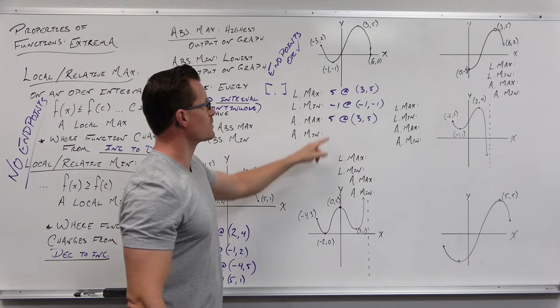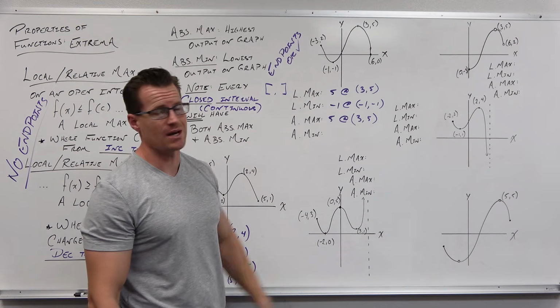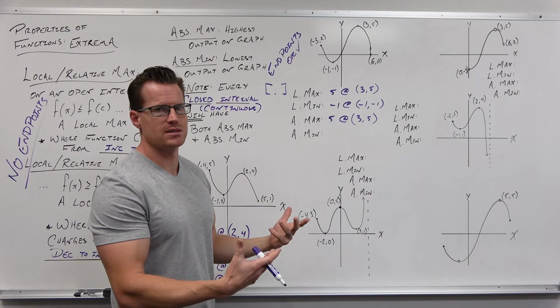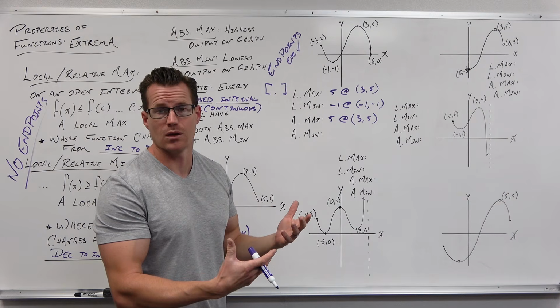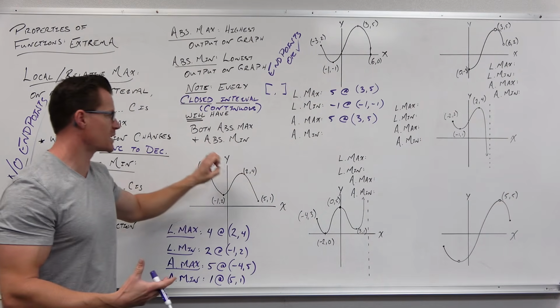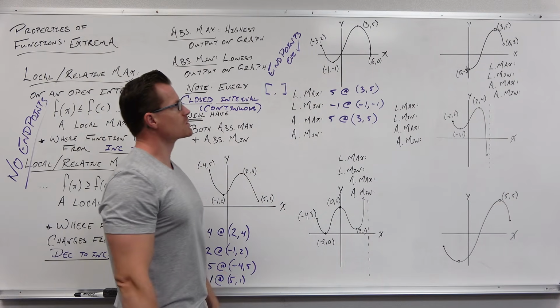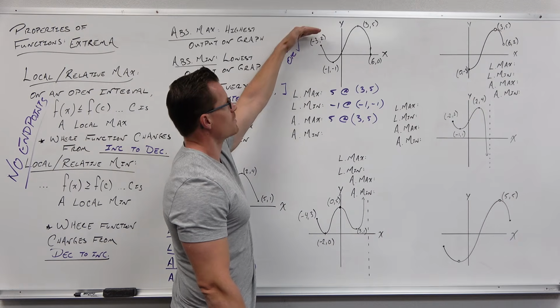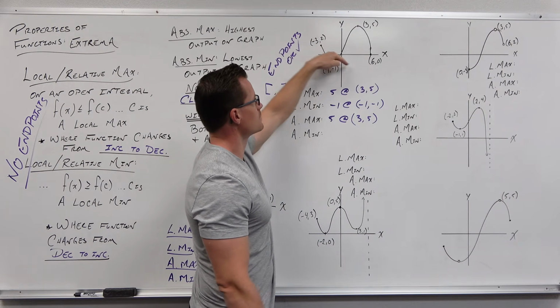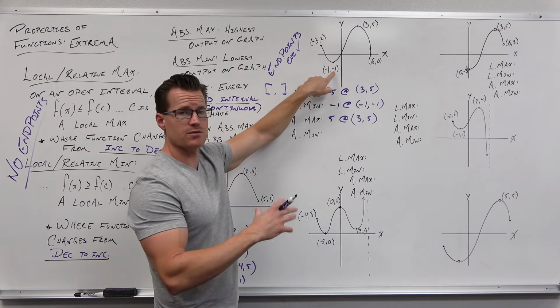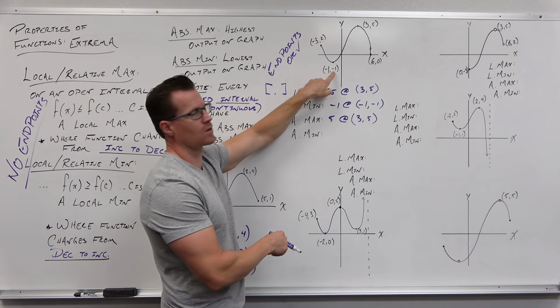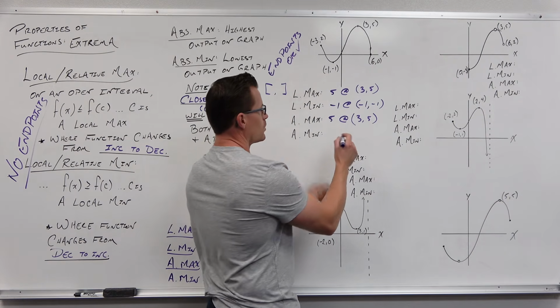So big picture, the 5 is also the highest value we ever attain. It just so happens that it's also occurring at a local max in this case, but at an endpoint in this case. Absolute min, same thing. The absolute minimum here, let's see, 2, 5, 0, -1. The -1 is the lowest value that we get. It happens to occur at a local minimum and not an endpoint here.